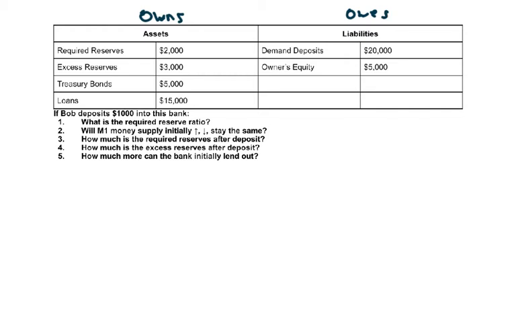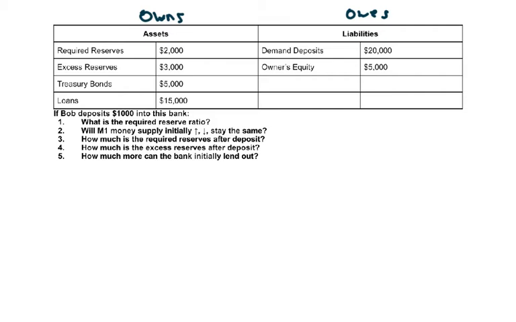And so we can see the bank has required reserves of $2,000. Remember, that's what the bank has to keep in reserve to meet the reserve requirement to avoid bank runs, that kind of thing. Excess reserves are $3,000 at this point, so that's what the bank is choosing to keep in reserve. Doesn't have to, but that's what they're choosing to keep in reserve. They've got $5,000 of treasury bonds, so these are IOUs that the bank owns from the government. And then we've got loans of $15,000. So this is money that the bank has lent out to the average person on the street. Demand deposits is $20,000, and then owner's equity is $5,000, and those are liabilities, things that the bank owes to other people.